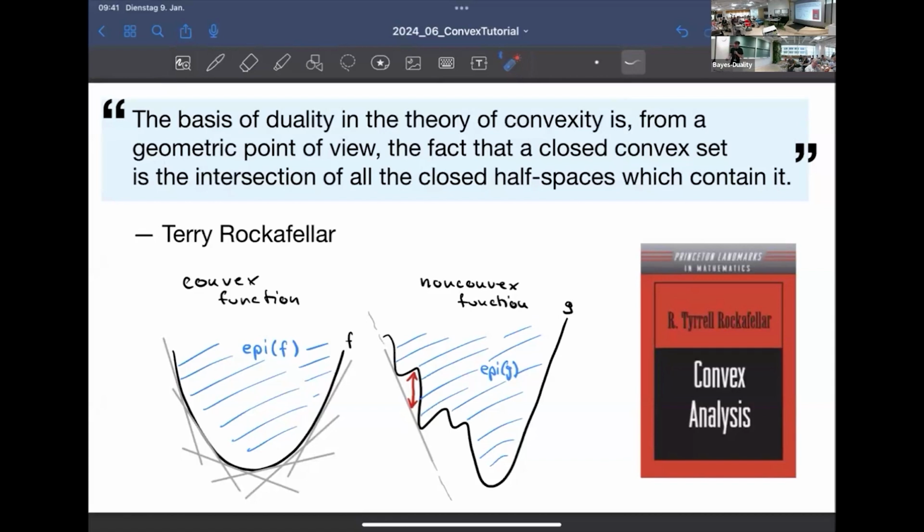I mean, he talks about convex sets, but convex functions and convex sets are essentially the same, because to any convex function you can associate a convex set, which we call the epigraph of that function. I noted here epi of f. This is basically all the points which are above my function. So I have a convex set associated with my convex function, and this convex set is simply the intersection of all the half spaces which contain that convex set. And he says all this duality just follows from that simple fact.